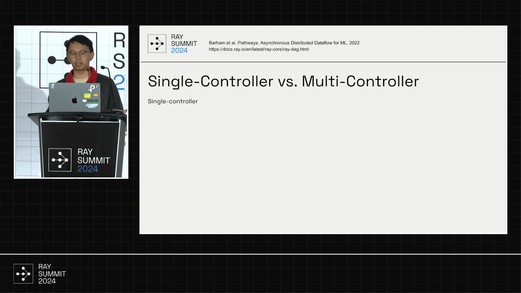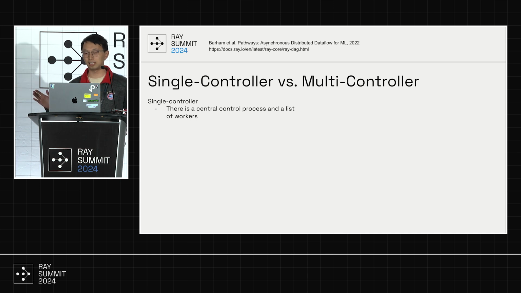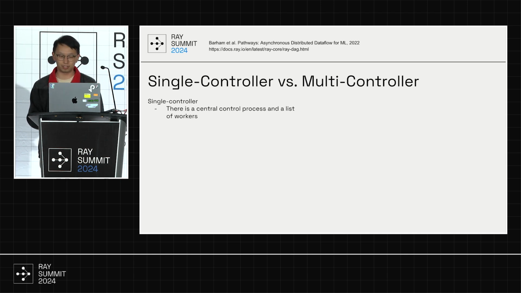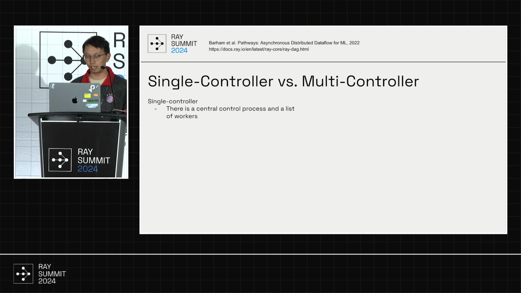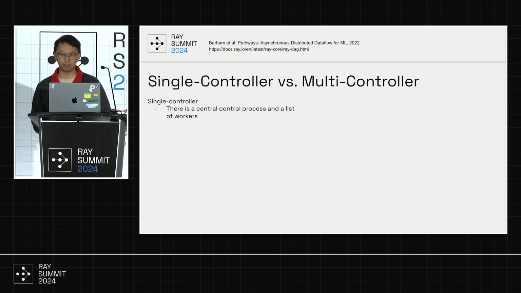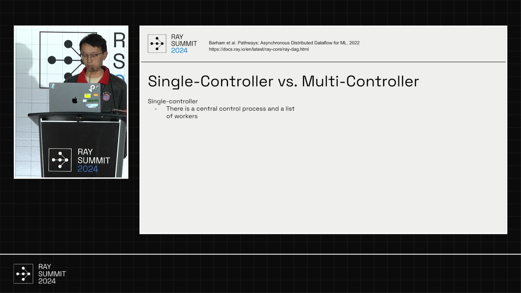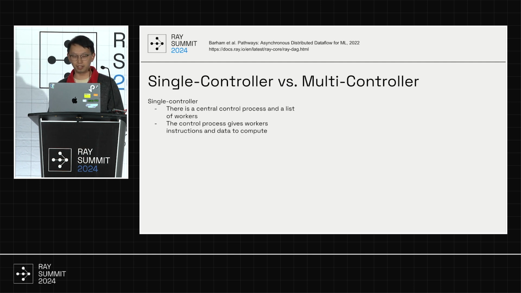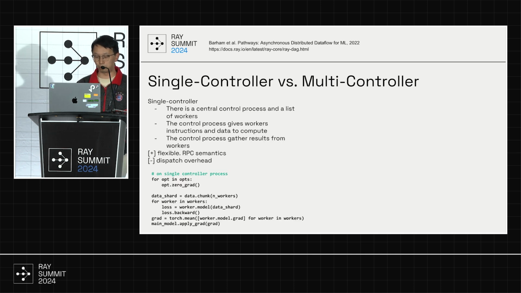In single controller, there is a central control process and a list of workers. The central control process doesn't actually do computations; the workers do the computations. Each one of them holds a GPU, and the control process gives the workers instructions and data to compute. The workers just have a set of computation APIs, for example forward, backward, and optimizer step, and the control process gives them the data and the instructions.